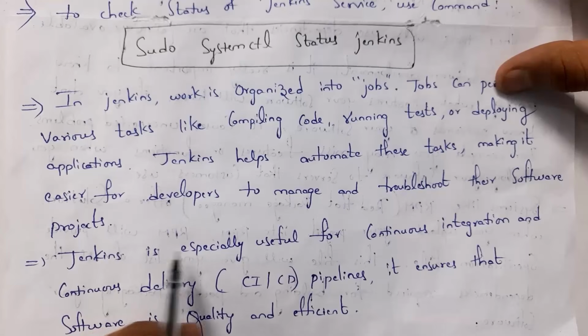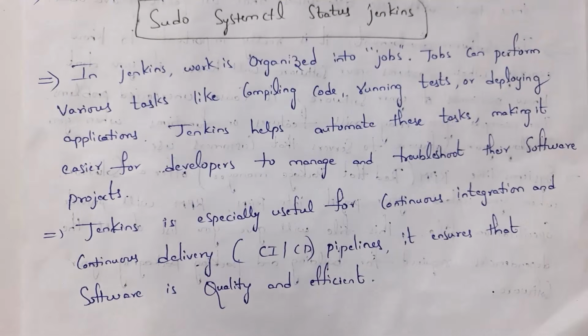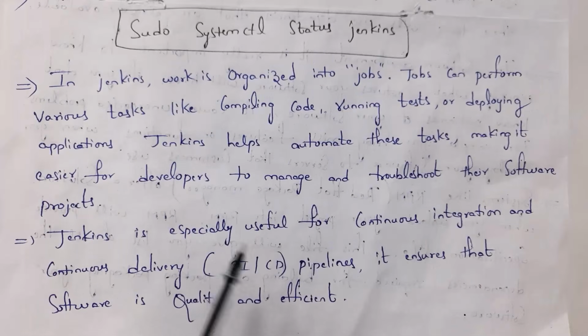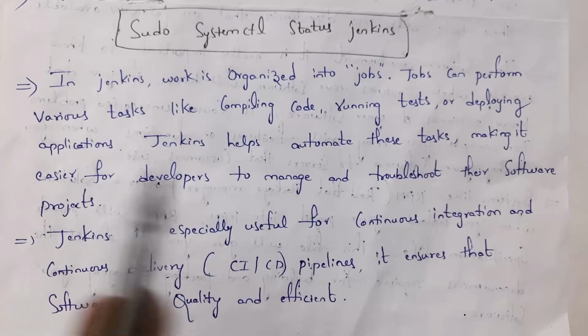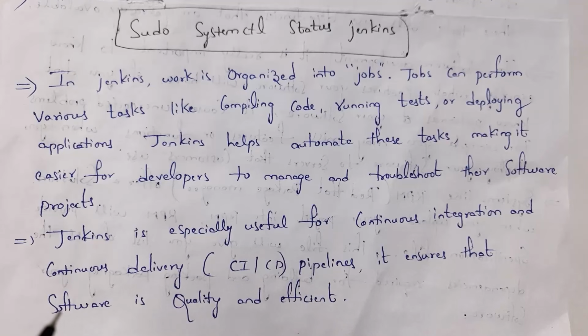Jenkins is especially used for continuous integration and continuous delivery pipelines. It ensures the software is of good quality and efficient. Guys, continuous integration is nothing but compiling code, testing code, and then creating one executable file. And continuous deployment is nothing but placing our executable code in the server. So this entire pipeline is created by using Jenkins.